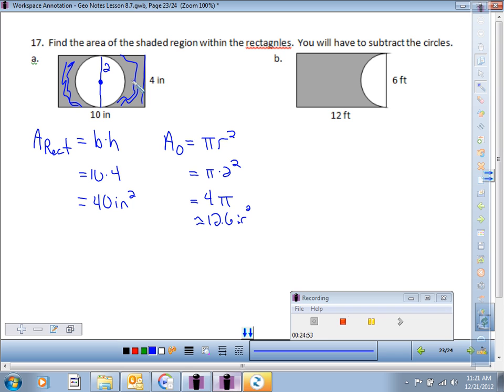Now what we want to do is find the area of that rectangle that's not shaded, that's not part of that circle. So we need to cut out that circle. Now what that means is I'm going to take the area of the rectangle and cut out the area of the circle. I'm just going to subtract these two values. So I'm going to go 40 minus 12.6. So I'm going to take the area of the rectangle 40 minus that 12.6, and I'm going to get an approximate value of 27.4 inches squared.